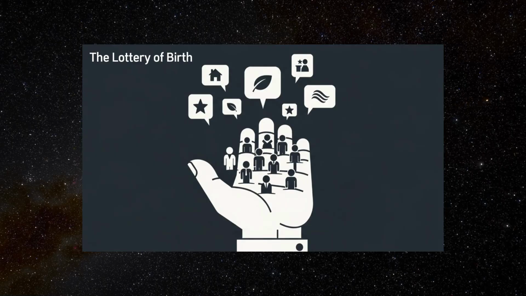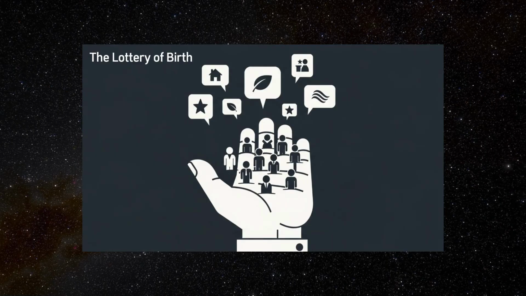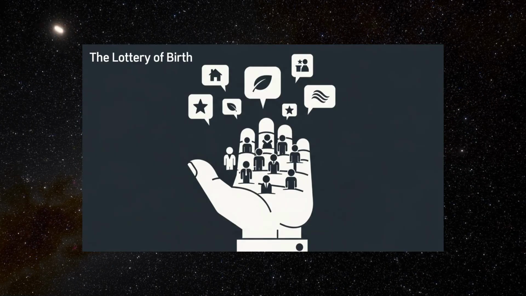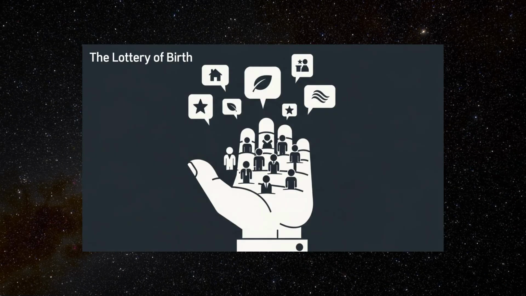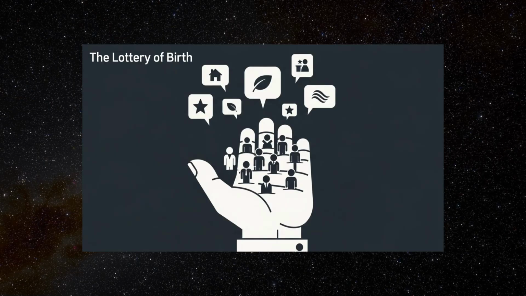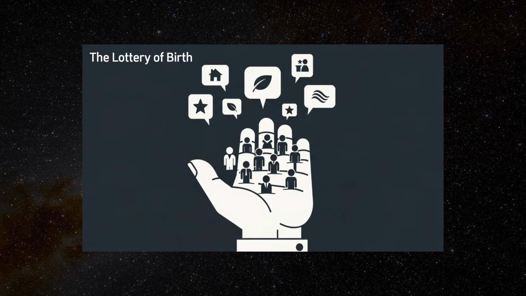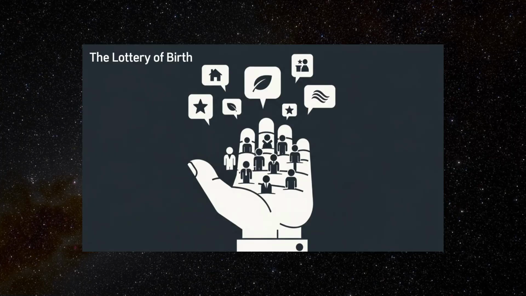Likewise, people born into disadvantage are often blamed for their circumstances, even though they never had an equal starting point. Philosopher John Rawls famously addressed this issue through his concept of the original position and the veil of ignorance.